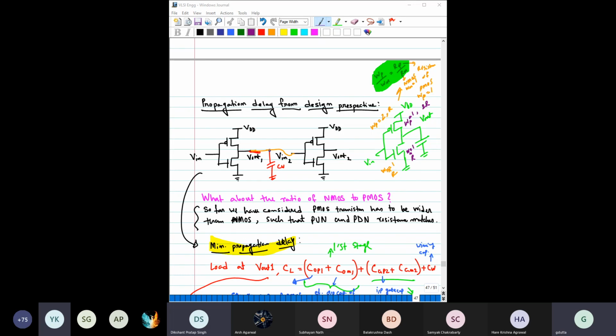Okay, so then let me just repeat it again. If you want symmetrical charging and discharging characteristics, then you have to take the width of PMOS by width of NMOS equal to the ratio of this RP by RN, right?